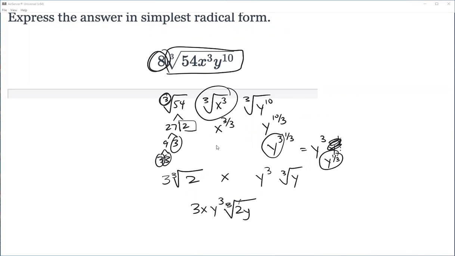And then let's not forget about the 8. So multiply the 8 times the 3. So that'll be 24xy cubed, cube root 2y. Final answer here.